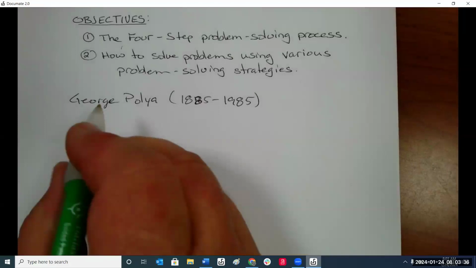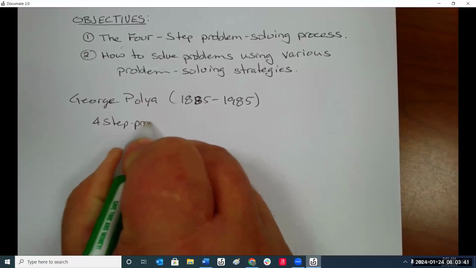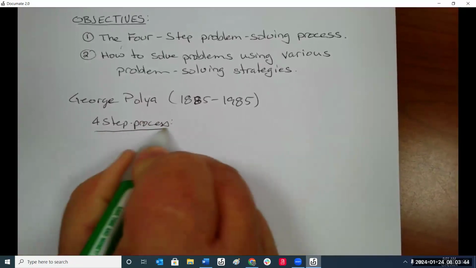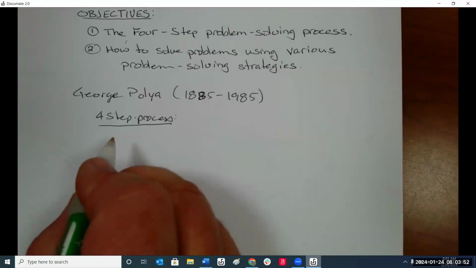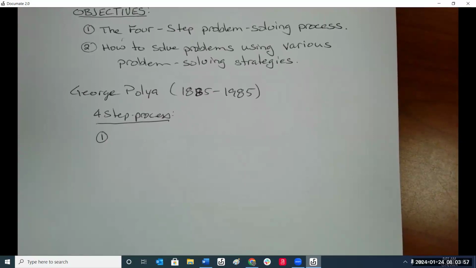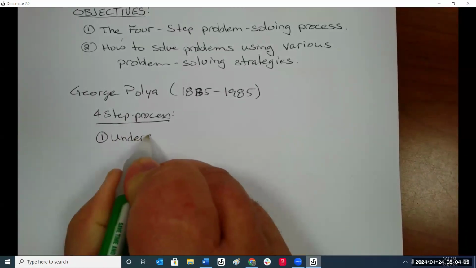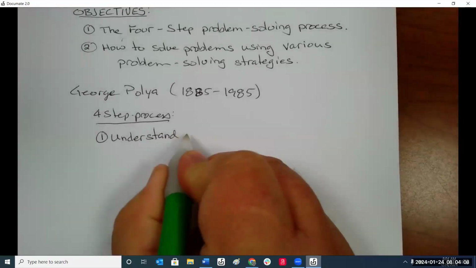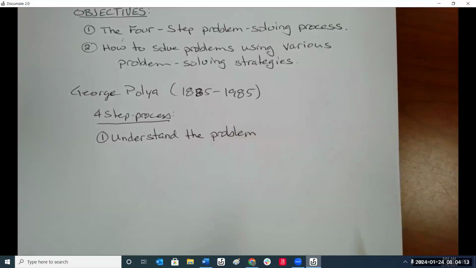He came up with this 4-step process that applies to every problem you have. And since then, it's been expanded to like 5 or 6 or 7 steps. The first step in any problem is what? Before you start anything, what do you do? Right. Understand the problem. Analyze the situation.